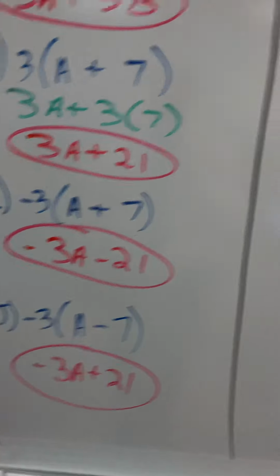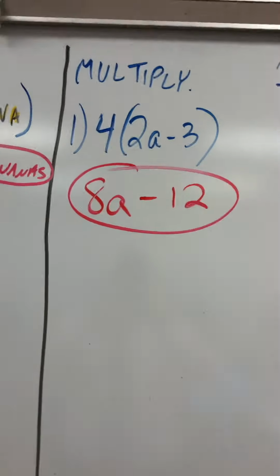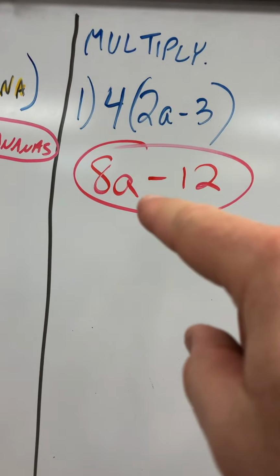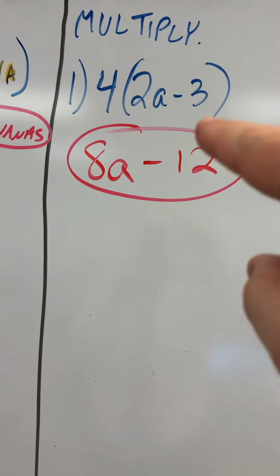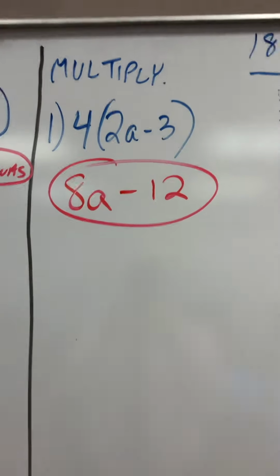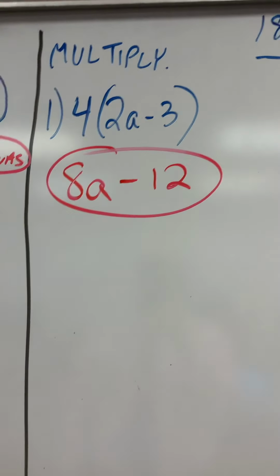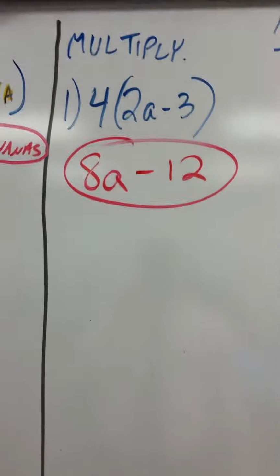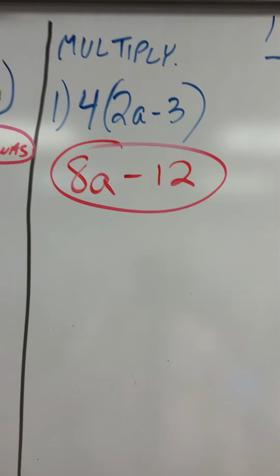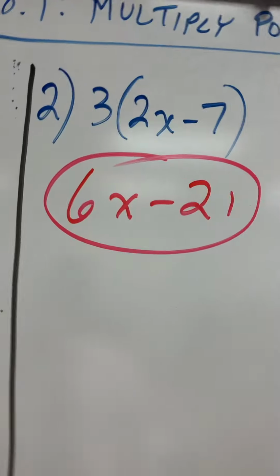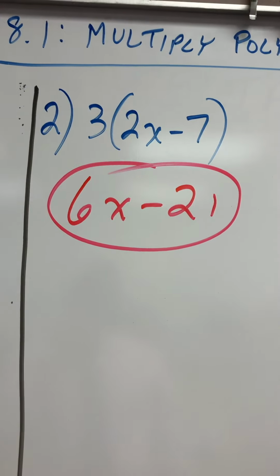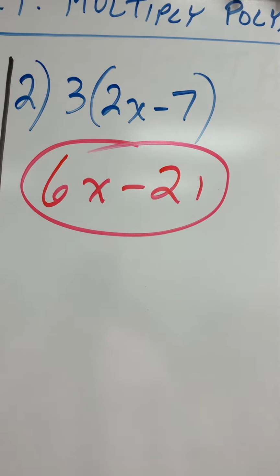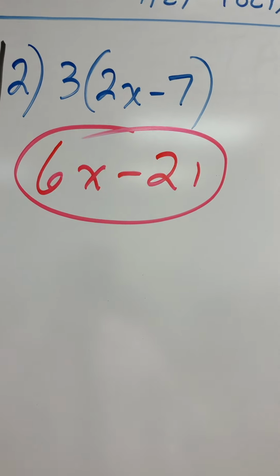Okay. So if we multiply, we take 4 times 2 is 8 with the A. 4 times minus 3 is minus 12. Done. That's called distributing. I give 4 to the 2A and 4 to the minus 3. That's it. 3 times 2x minus 7. I get 3 times 2 is 6. 3 times negative 7 is negative 21. 6x minus 21.